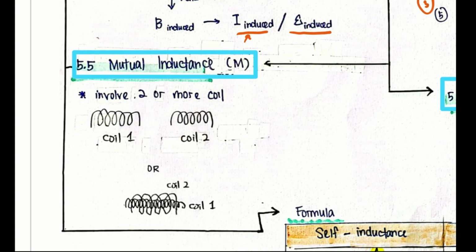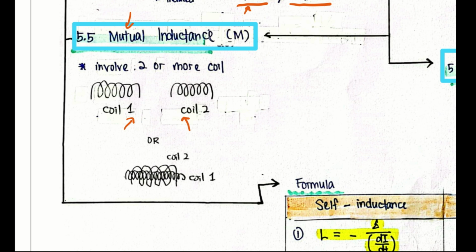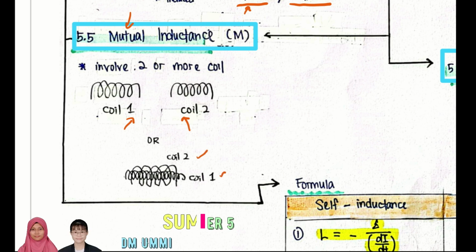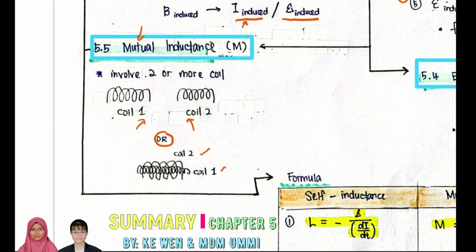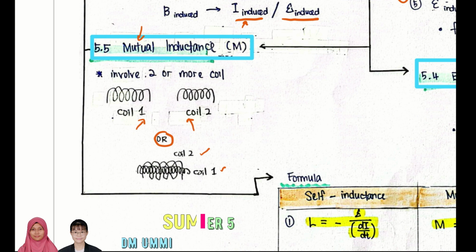For mutual inductance, when we mention mutual, it means we have to have more than one coil or solenoid. Either the coils are placed next to each other, so they share the same flux, which is why we call it mutual inductance, or they can be coaxial, meaning coil number 1 is inside coil number 2. So we have two possible positions of coil 1 and coil 2 for mutual inductance.